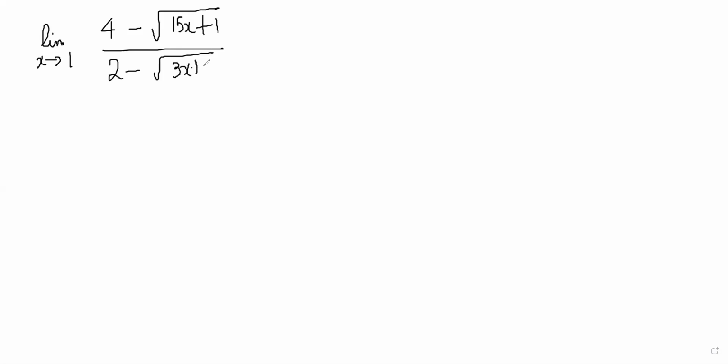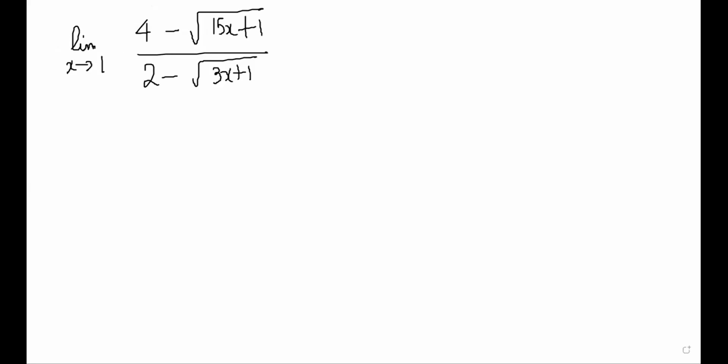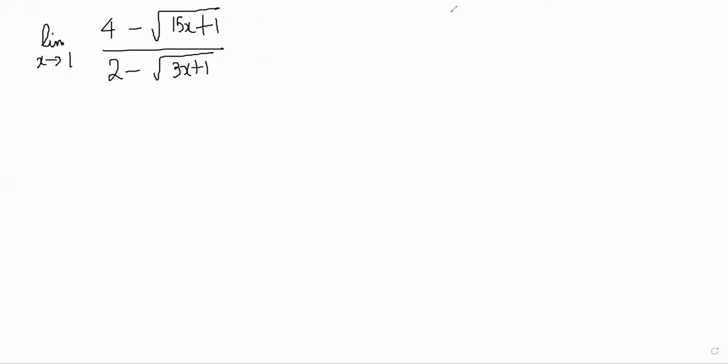Once again, I'll write the question. Limit of x tends to 1, 4 minus root of 15x plus 1 by 2 minus root of 3x plus 1, right? So right now you can see that it is 0 by 0. So L'Hopital is a possible way to do it. However, what have you learned? You must have seen examples like this earlier. Without L'Hopital, how can we do this?